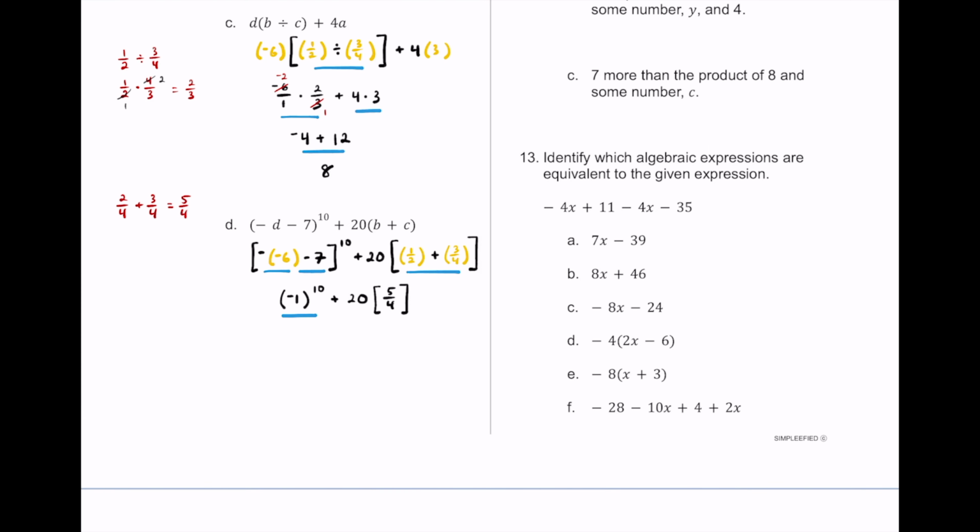Let's go ahead and do the power first. This is -1 times -1 times -1. So there's 10 -1s multiplied together. That's going to be +1. So it's 1 plus, I'm going to write 20/1 times 5/4.